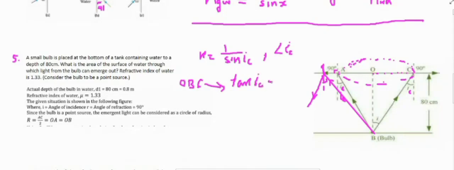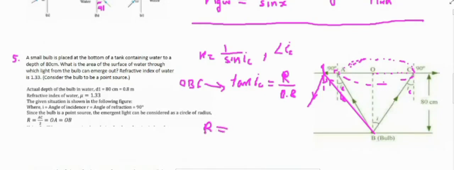Tan IC is equal to OC divided by OB. I am going to take OC as radius R, so it is R divided by OB. OB is given, I think, 80 centimeter, which means 0.8 meter. So from that you can calculate the value of R. Okay, you will get the value of R, the radius.